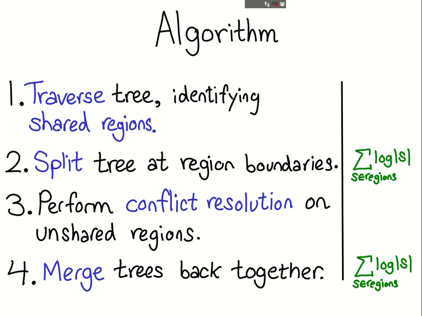Now, we know how to split and merge red-black trees. It takes time equal to the sum of the logarithms of the size of the trees we're splitting into. So there's no problem there. Additionally, we've made the conflict resolution a parameter of our algorithm, so we also know how to do that. So the only question is, well, how do we identify shared regions of the tree?